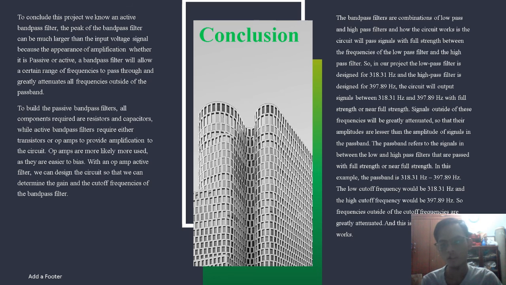Signals outside of the frequency range will be greatly attenuated, so that their amplitude is lesser than the amplitude of signals in the passband. The passband refers to the signals in between the low and high pass filters that are passed with full strength or near full strength. In this example, the passband is 318.31 Hz until 397.89 Hz. The low cutoff frequency would be 318.31 Hz and the high cutoff frequency would be 397.89 Hz. So frequencies outside of the cutoff frequencies are greatly attenuated, and this is how a bandpass filter works.